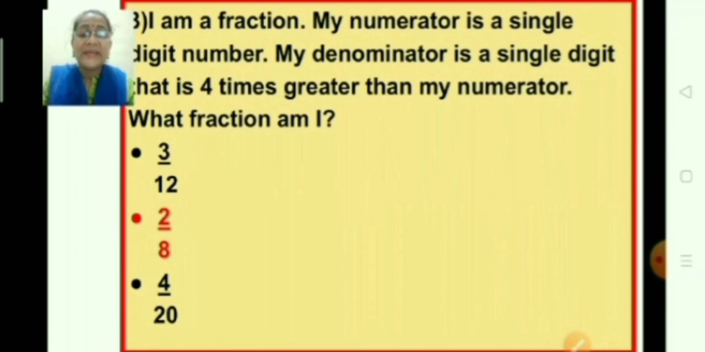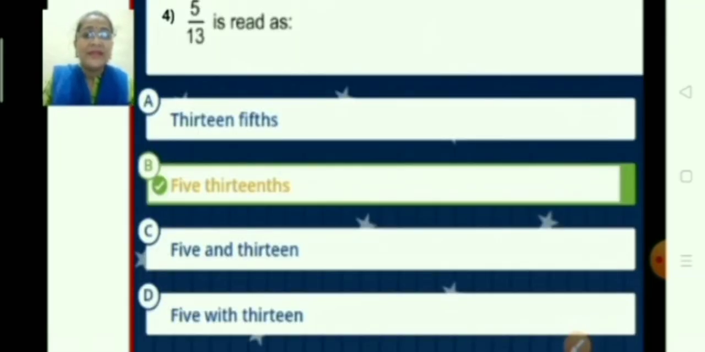So the first option given to us is 3 by 12. Here the denominator is 12, which is a 2-digit number, so this will not be our answer. Next we move on to the second option, that is 2 by 8. Both are 1-digit numbers, and here the denominator 8 is 4 times 2. So the required answer is 2 by 8. So you are going to click on 2 by 8, that is the second option. Yes, isn't it, students?